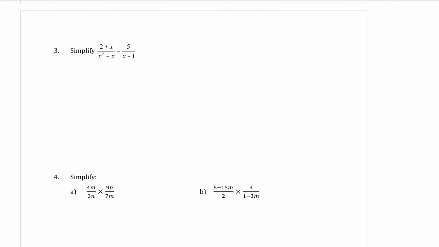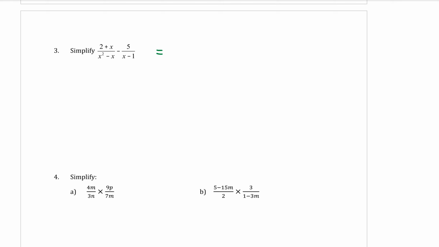Question 3. Looks very similar, but there's a small difference here. We don't want to just multiply those denominators together straight away. The reason is that there's going to be a common factor in both of them that's going to come out of this one. If I factorize that first, it will make it easier for me, okay? So first step is to factorize.